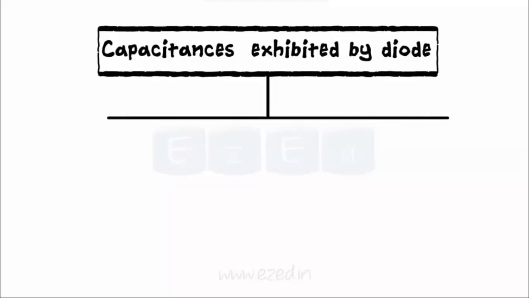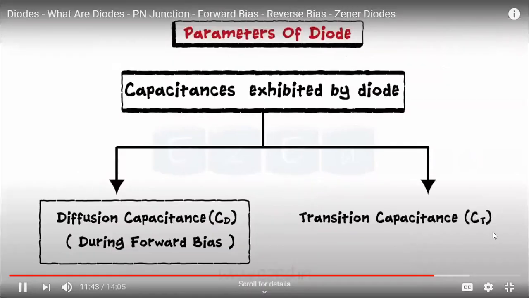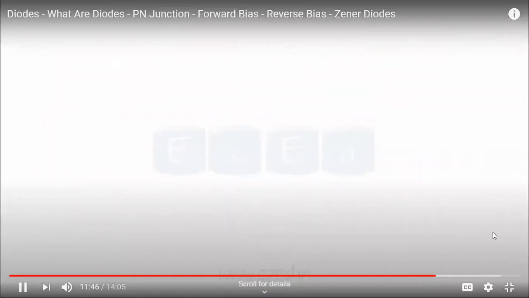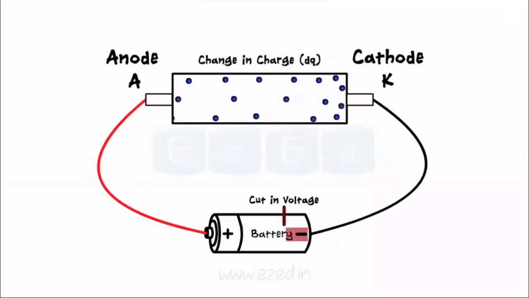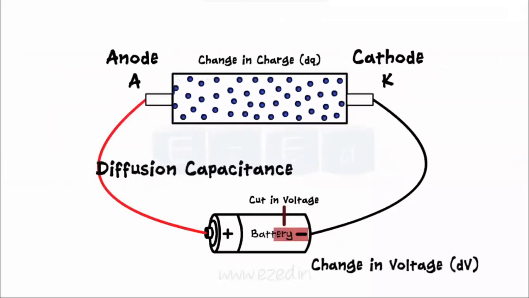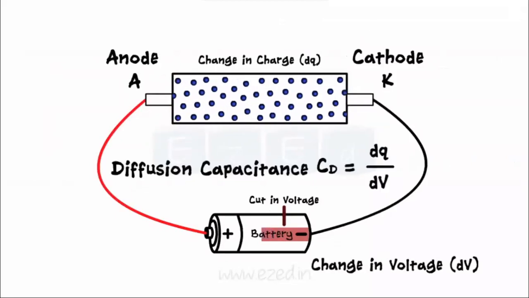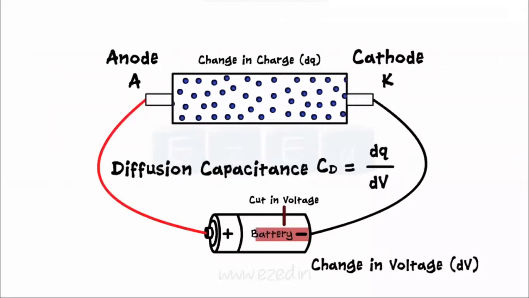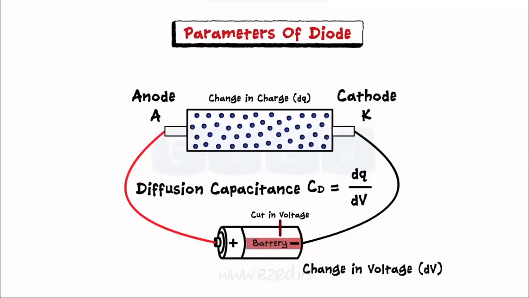During forward and reverse bias, diodes exhibit two types of capacitances, diffusion capacitance and transition capacitance. During forward bias, free electrons from the N side cross over to the P side, resulting in a change in charge. This motion of electrons depends upon the applied voltage. Therefore, diffusion capacitance is defined as the change in charge due to change in voltage during forward bias operation of the diode. C_D equals dQ upon dV.